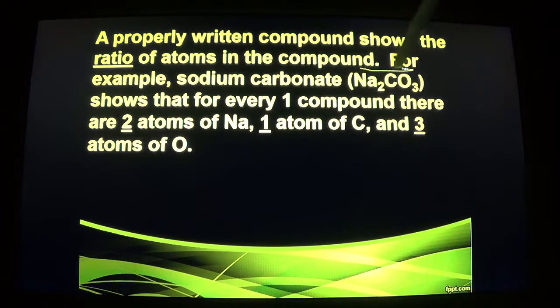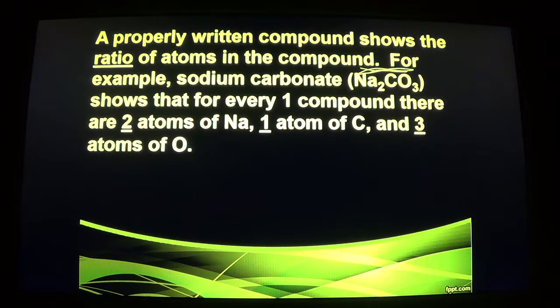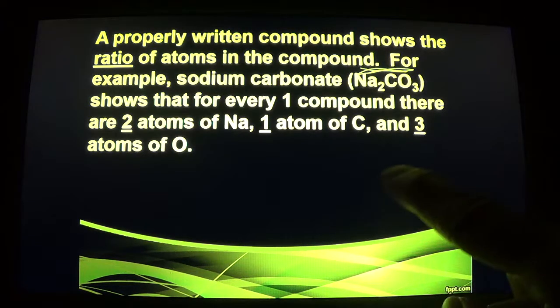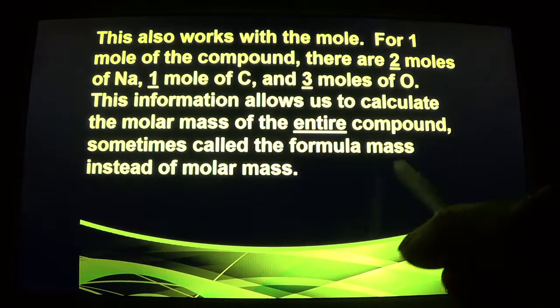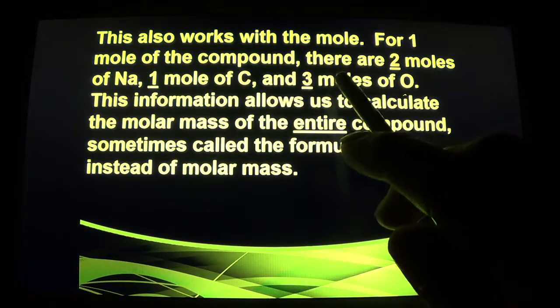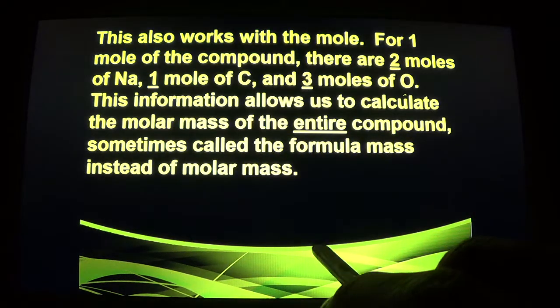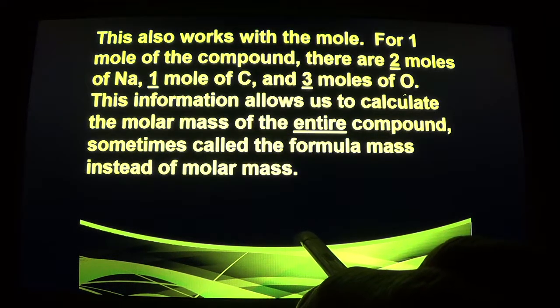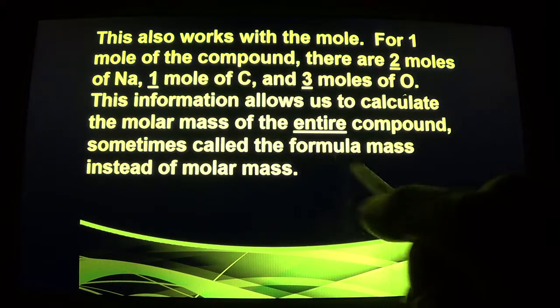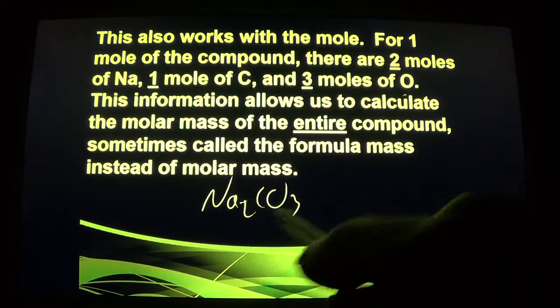If I know a formula like sodium carbonate here, Na2CO3, that ratio tells me for one compound I have 2 atoms of sodium, 1 atom of carbon, 3 atoms of oxygen. That ratio also tells me if I have a mole of the compound, I have 2 moles of sodium, 1 mole of carbon, 3 moles of oxygen. So knowing that those ratios work for the mole as well means I can find the mass for the entire compound. We call that the molar mass of the compound, or sometimes the formula mass, because I'm using the formula, Na2CO3, to find the molar mass.